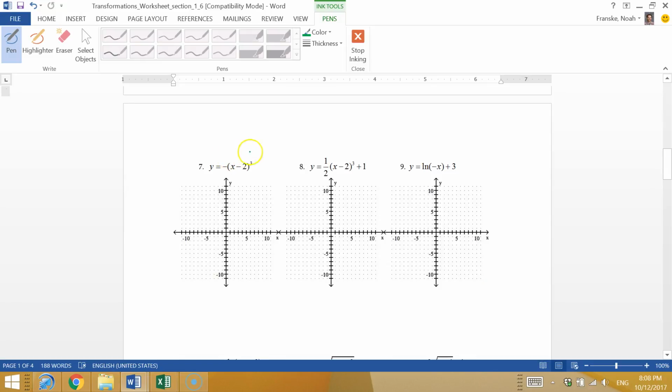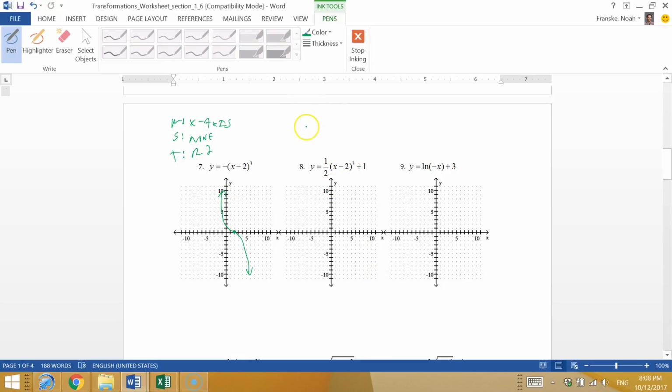Next up, we got negative x minus 2 cubed. So that negative on the outside is going to make us reflect over the x-axis. No scale change. Translation looks like we're moved to the right 2. Okay, so right 2, that's kind of our new origin. And we are reflected over the x-axis. So instead of going upwards, it's going to be coming downwards. And that's it. So there we go. There's our graph.